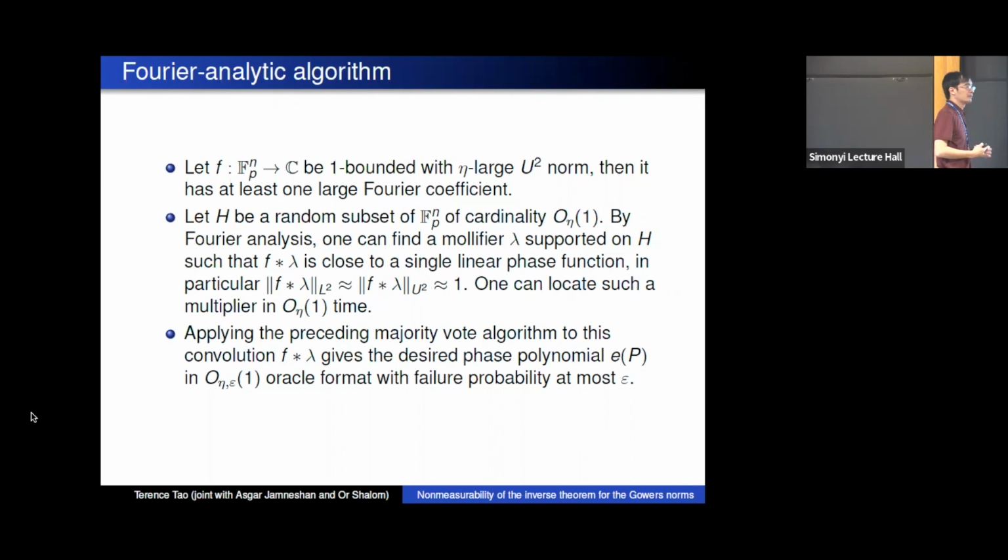Oh, okay. Yeah. I don't know a specific reference. This I would call folklore. I don't know if this is written up, but yeah. So you apply some filter, and there's some bounded time algorithm to find such a filter. And then you've turned it into that Hamming mode, and then you apply the majority vote method from the previous slide to give you the answer.